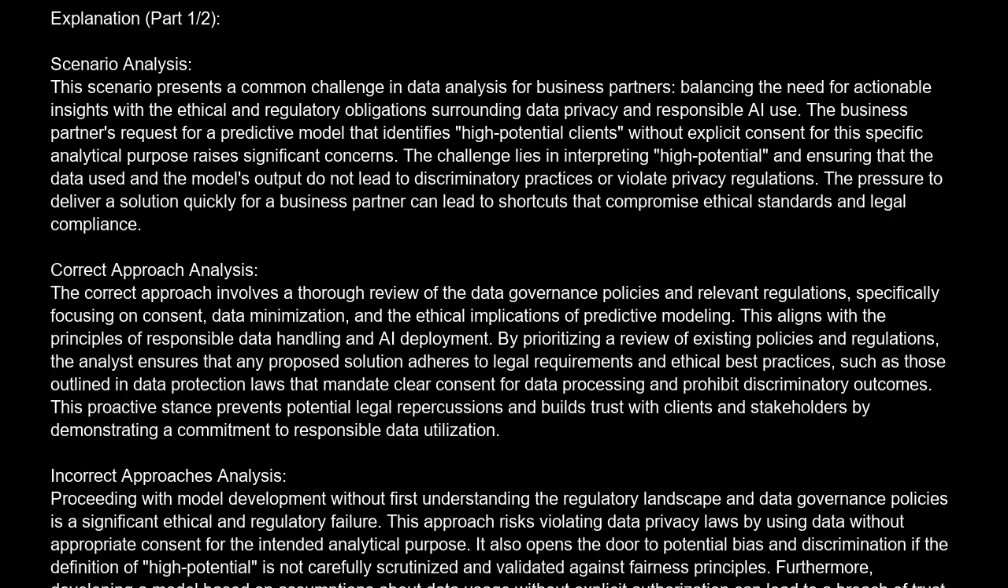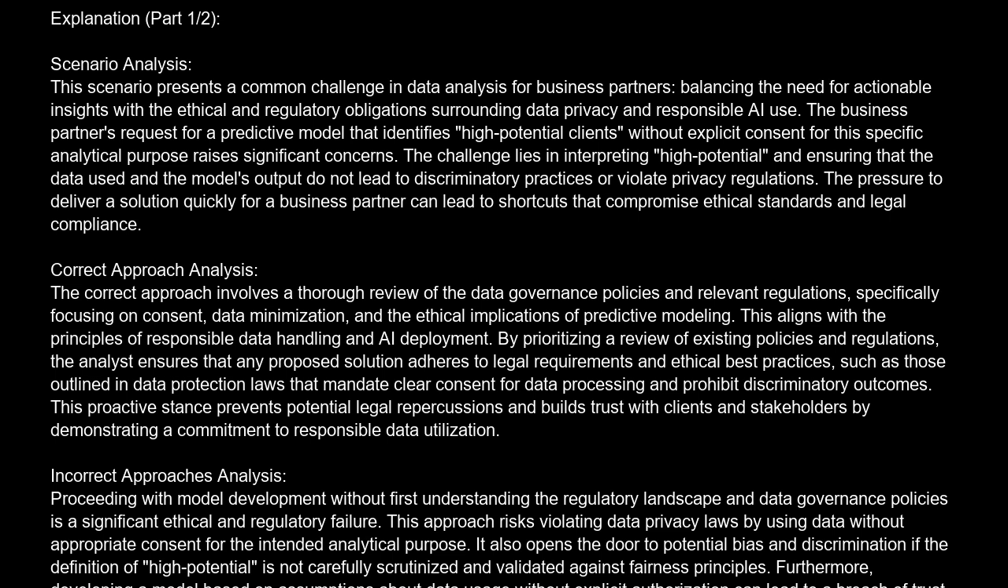By prioritizing a review of existing policies and regulations, the analyst ensures that any proposed solution adheres to legal requirements and ethical best practices, such as those outlined in data protection laws that mandate clear consent for data processing and prohibit discriminatory outcomes. This proactive stance prevents potential legal repercussions and builds trust with clients and stakeholders by demonstrating a commitment to responsible data utilization.